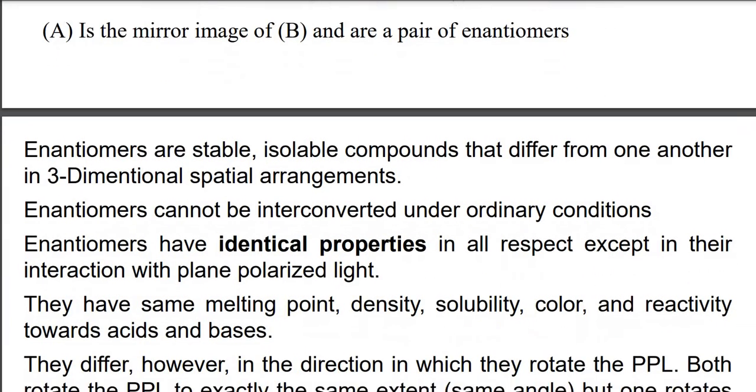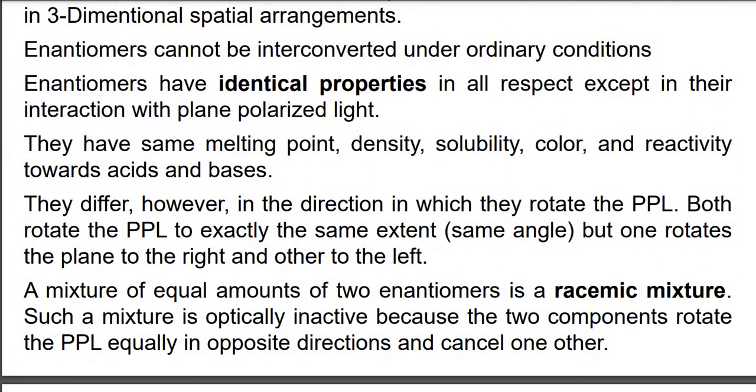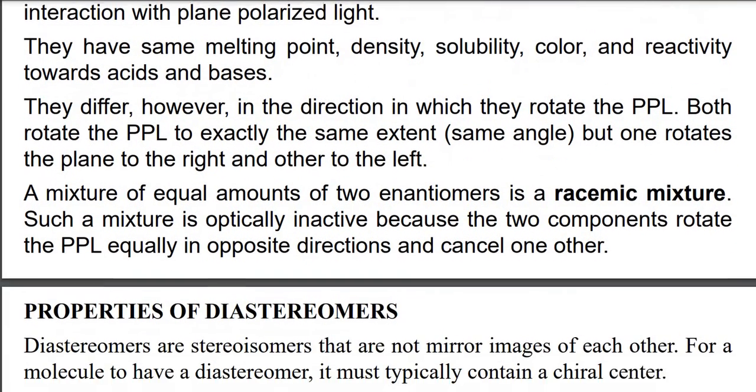Now, enantiomers are stable, isolable compounds that differ from one another in three-dimensional spatial arrangement. Enantiomers cannot be interconverted under ordinary conditions. Enantiomers have identical properties in all respects except in their interaction with plane polarized light. They have the same melting point, density, solubility, color, and reactivity towards acids and bases. They differ, however, in the direction in which they rotate the PPL, but they rotate it to exactly the same extent, the same angle, one rotating the plane of light to the right and the other to the left.